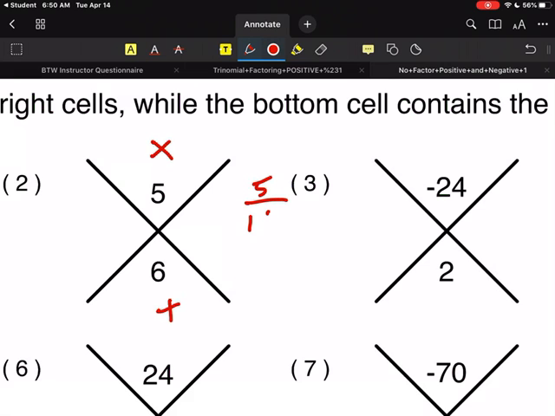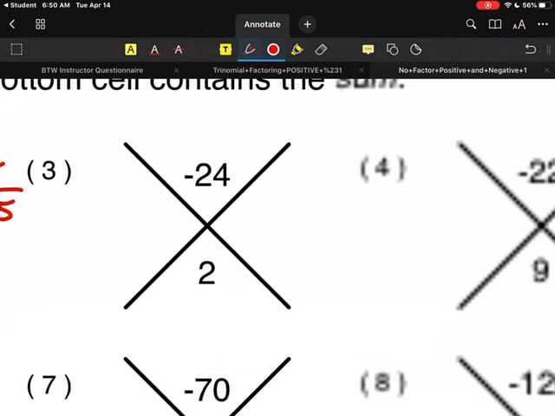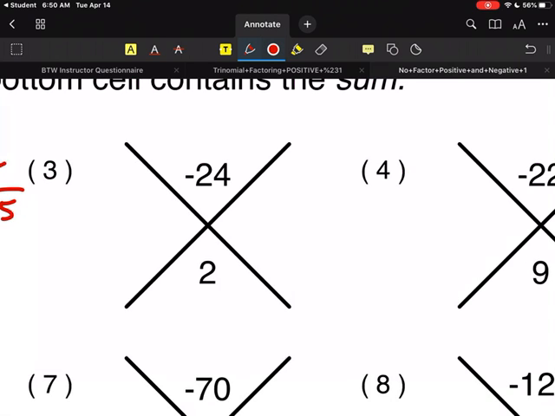Well, I make my factor tree. The only two numbers that can multiply to 5 are 1 and 5. So those have to be the answers, right? And it actually works. 1 times 5 is 5, and 1 plus 5 is 6. So that one works. When you have a negative number, either on the top or the bottom, things are going to be a little different.